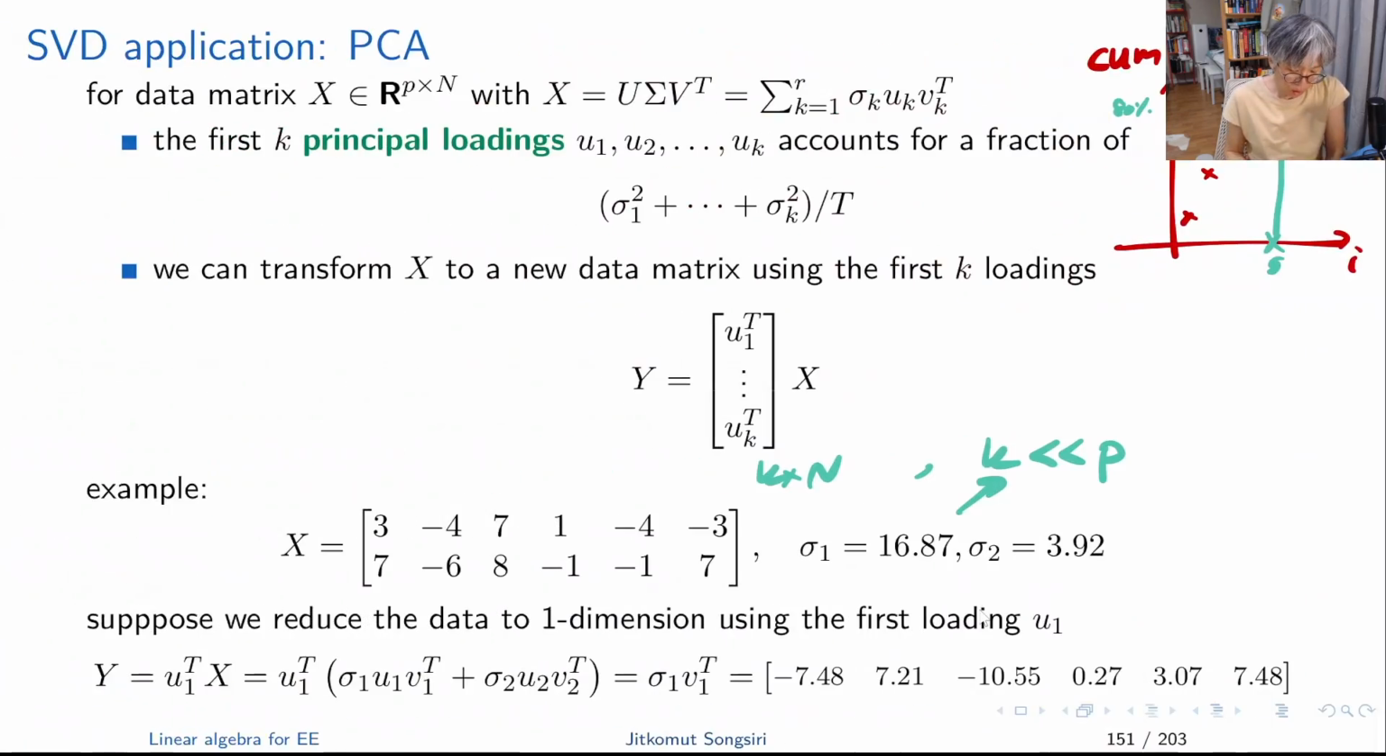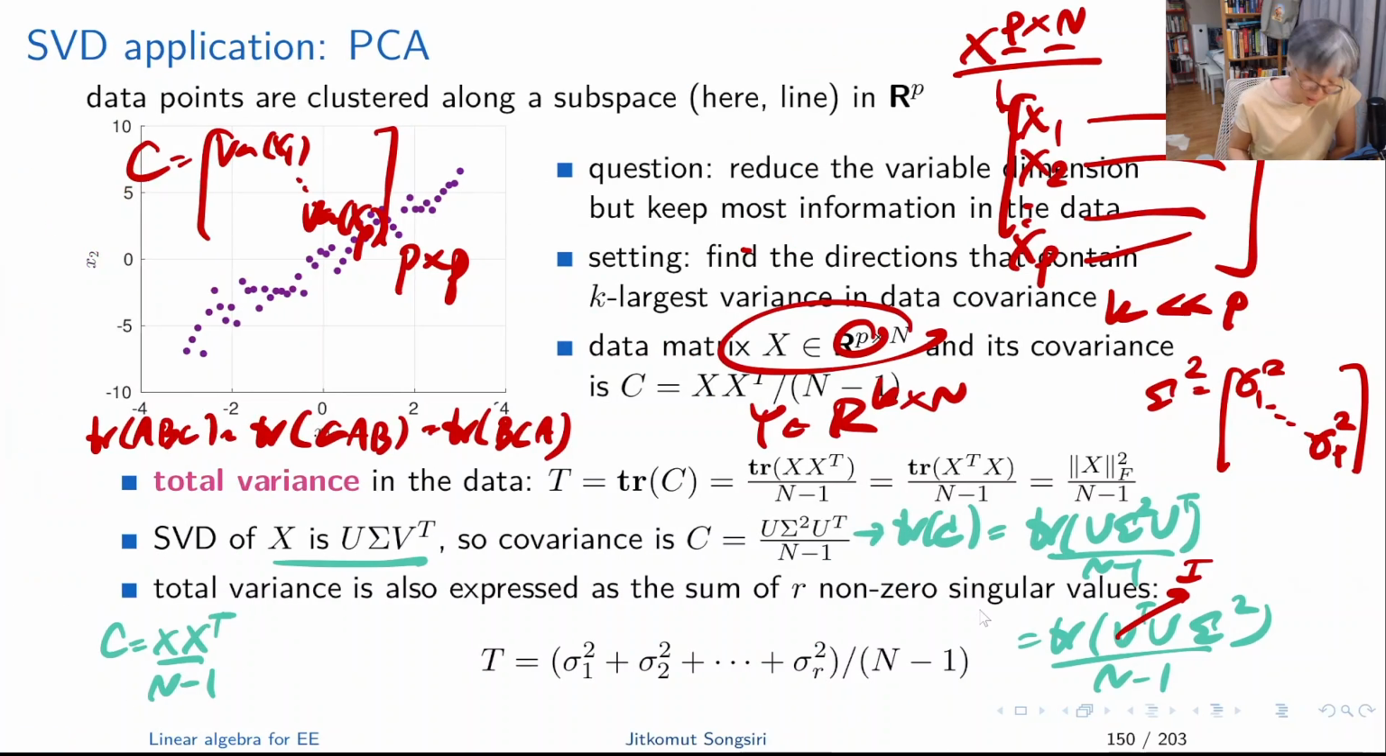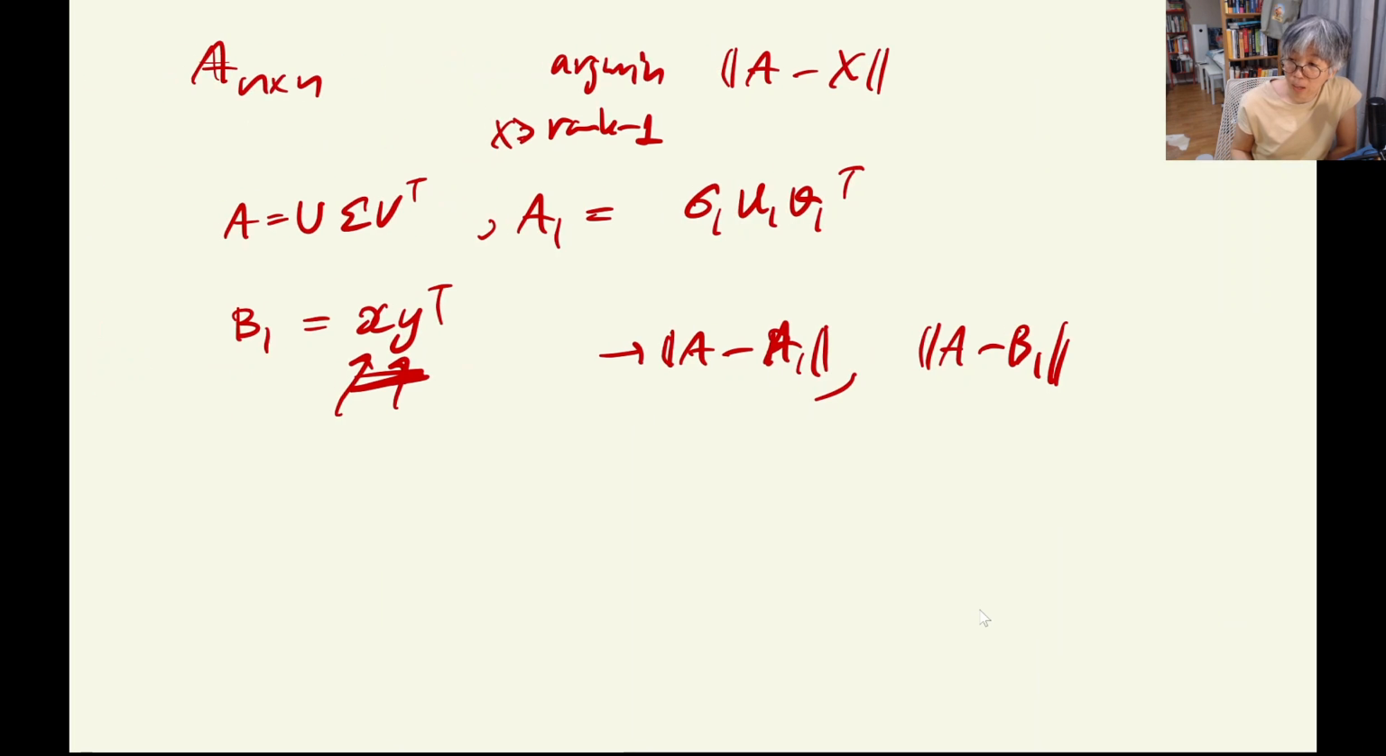So those are the two applications that I would like to illustrate the benefit of having the SVD factorization.